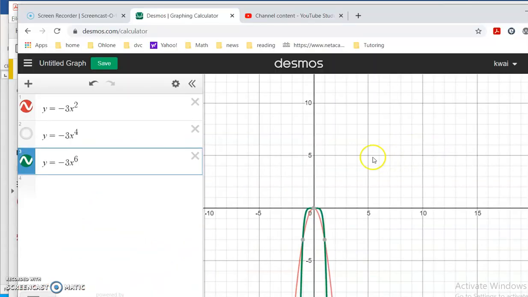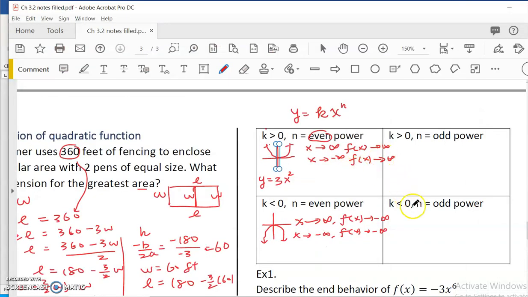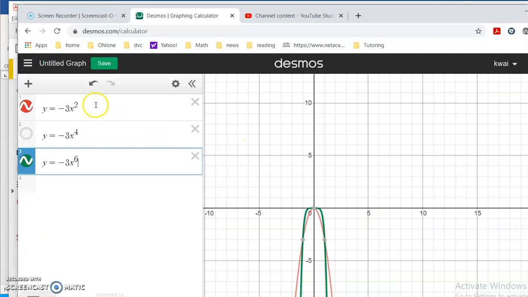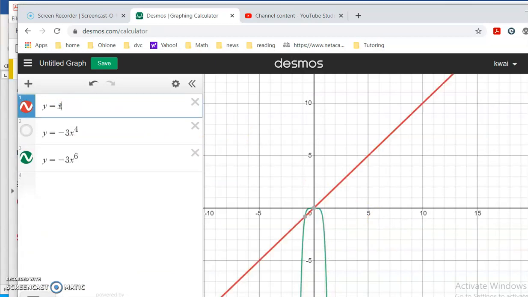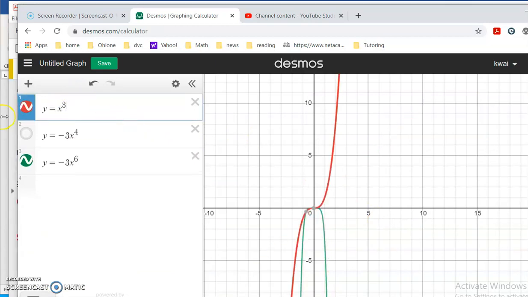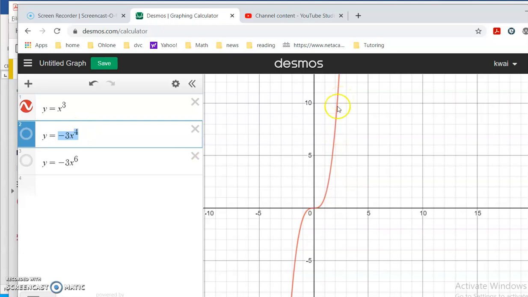So let's use decimal to look at it. So let's say x cubed. We know x cubed is this way. I'm going to delete this. And then it would shoot up when x is positive infinity, and shoot down when x is negative infinity.